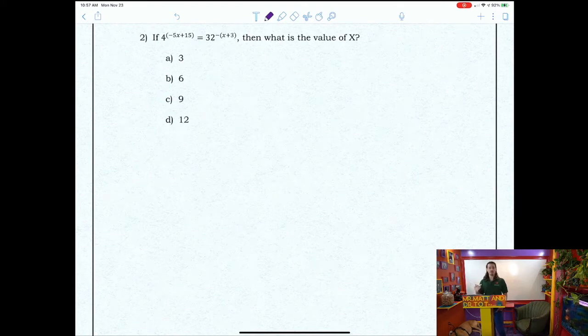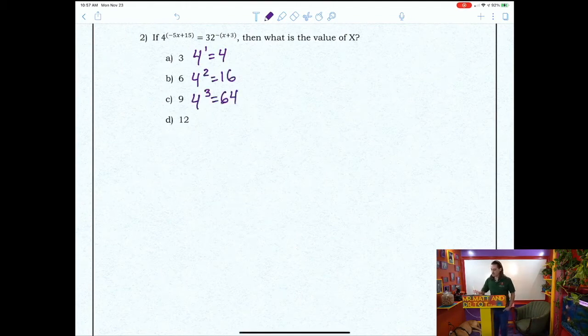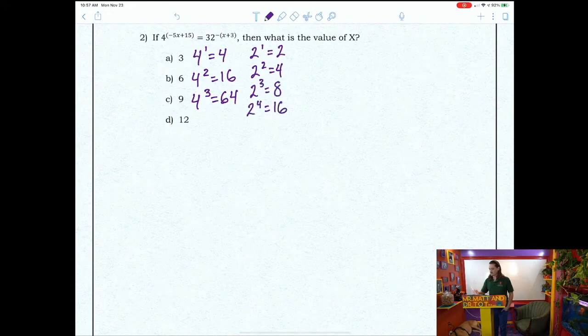4 to the first power is 4. 4 squared is 16. 4 cubed is 64. It jumps over 32. However, exponentiations of 2 do include 32. 2 to the first power is 2. 2 squared is 4. 2 cubed is 8. 2 to the fourth is 16. 2 to the fifth is 32. So we want to use exponentiations of 2, not 4, because 4 is not going to work for 32. So instead of 4, I'm going to write 2 squared.